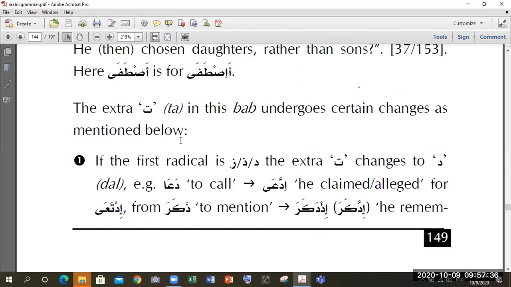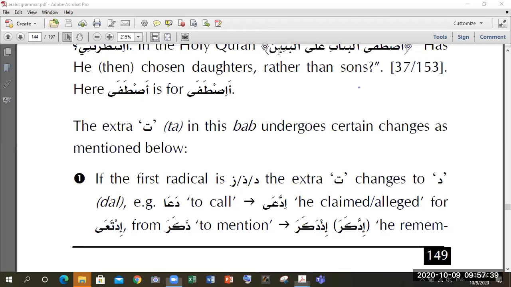Okay, so now we added two things. One alif we added and one ta we added, right? We already talked about this, that if there is another hamza for a question, then this is omitted, right? If hamza is also coming for questioning. Okay? Now we are talking about this ta. This ta also undergoes some changes, right? And what are those changes? We'll understand now.